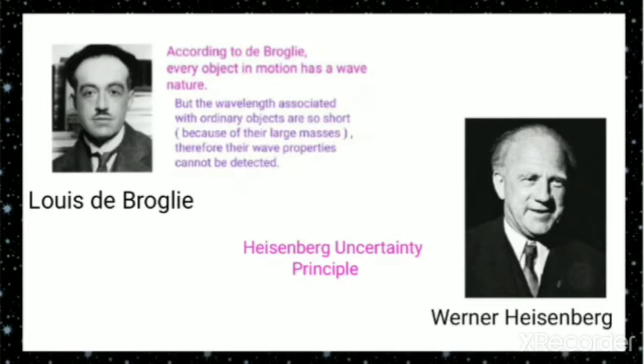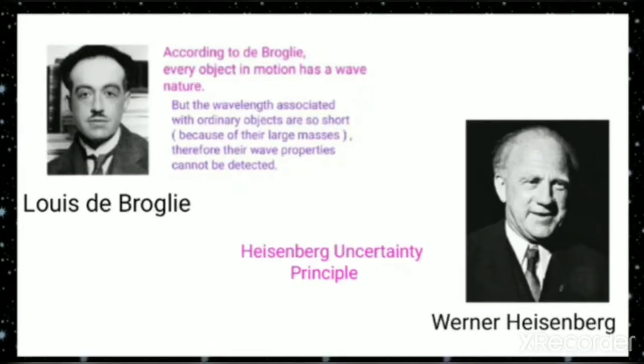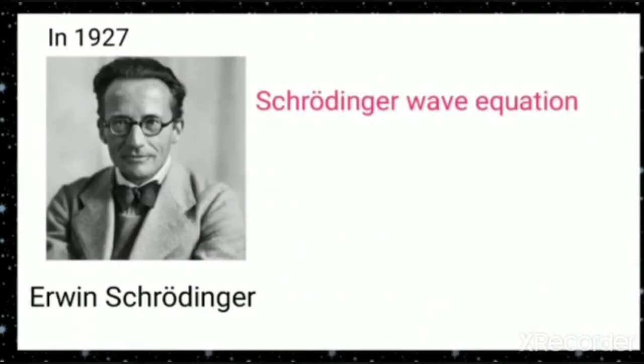Thus, scientists started looking for a theory which may explain the stability of the atom, the dual character of matter, which was given by Louis de Broglie, and the uncertainty principle, which is given by Werner Heisenberg. So, because of all these studies, in 1927, Erwin Schrödinger gave a mathematical equation to explain the behavior of the electron, which is known as the Schrödinger wave equation.